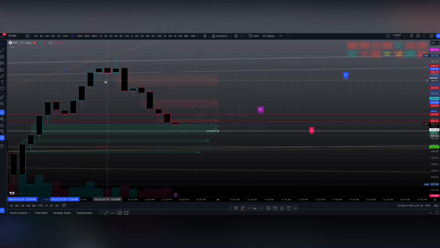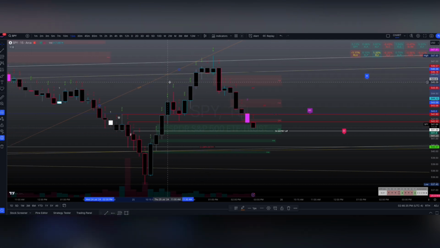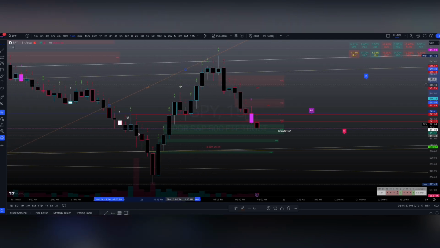So we can come down here to the 15-minute. And this is the candle that I had marked from the hour. And as you can see, once we broke, continued up, pulled back, TTO, and continued on up, right? So that's what it would look like on the 15-minute time frame.